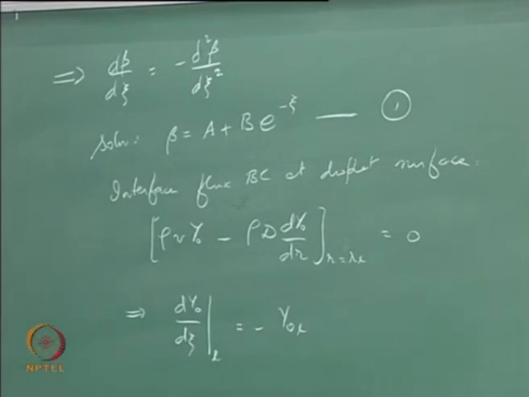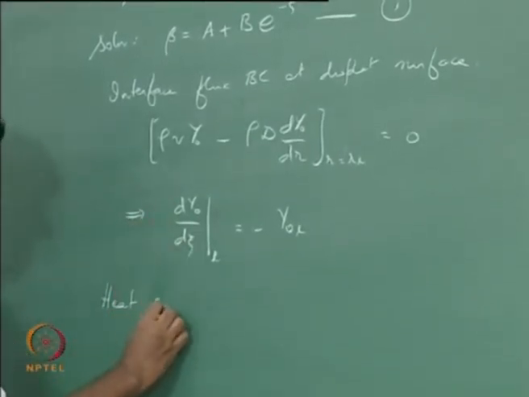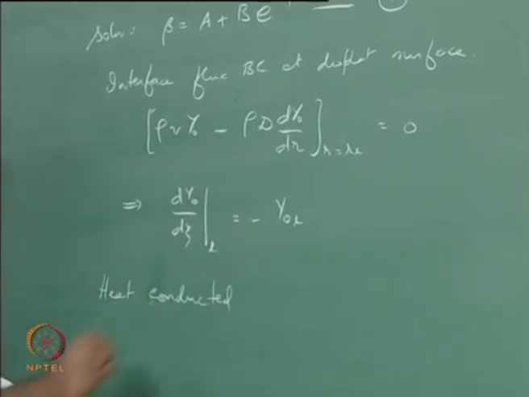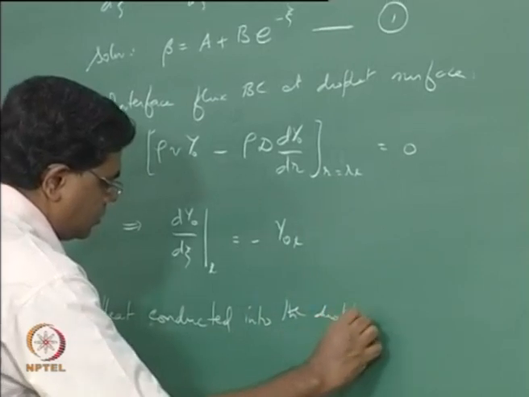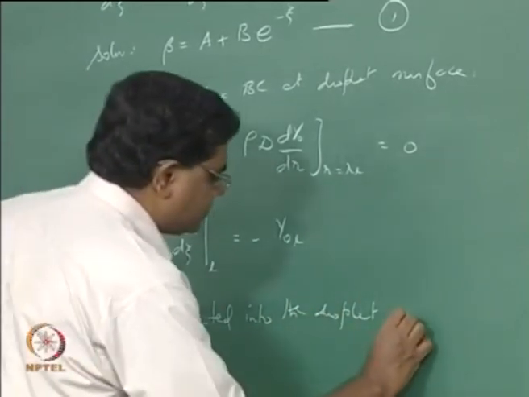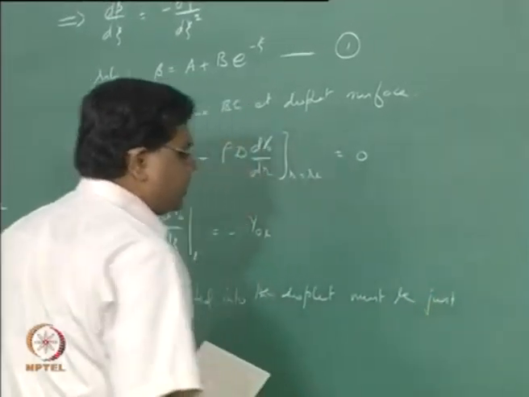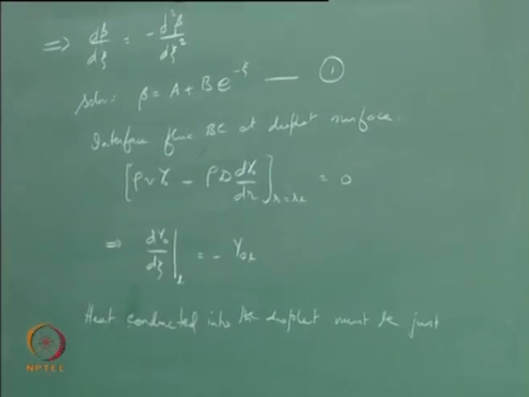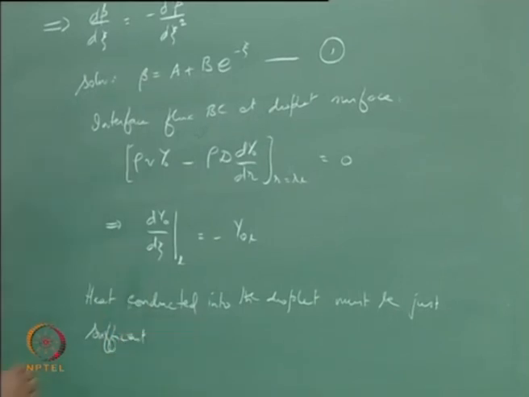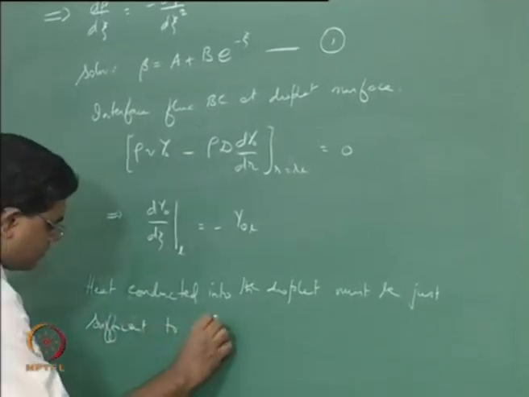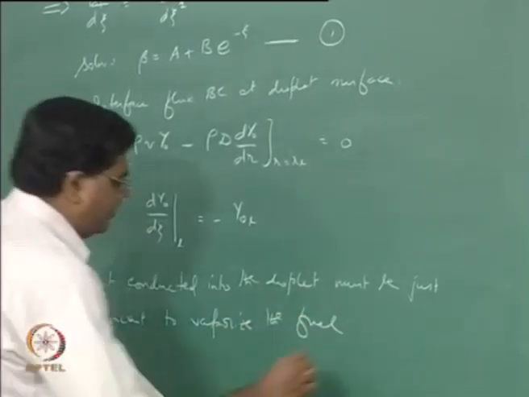As far as the energy balance is concerned, what we can understand is that heat conducted into the droplet must be just sufficient, and I'll explain what is meant by just sufficient pretty soon, but sufficient is what we should start with. Sufficient to vaporize the fuel leaving the droplet.